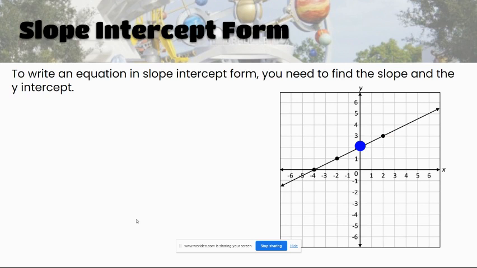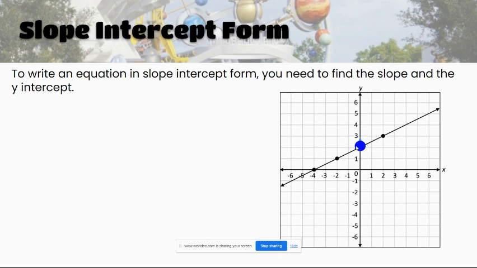So now, what if I was asking for the slope and y-intercept from the graph? Well, here you can already see I've put a blue dot on our y-intercept because it's where the line crosses the y-axis. The y-axis is our vertical line here, and this is where the graph crosses it. It crosses it at 2, so the y-intercept is going to be 2.